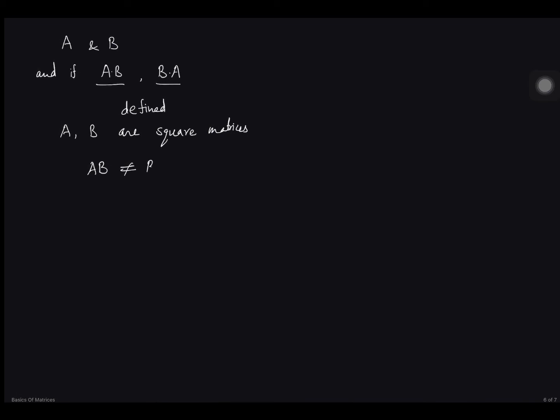One more thing about the product of two matrices: if you have two matrices A and B, and the products AB and BA are both defined, then the matrices A and B are square matrices. That means if AB and BA are defined, they are square matrices. But in general, remember that AB and BA are not the same.